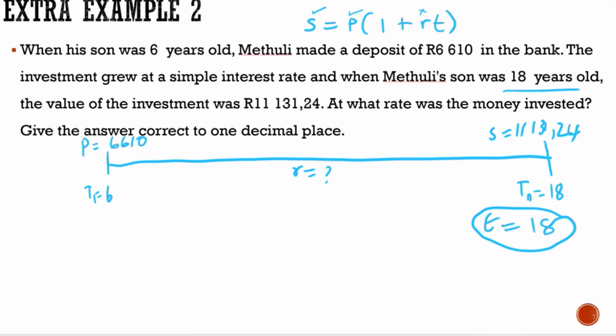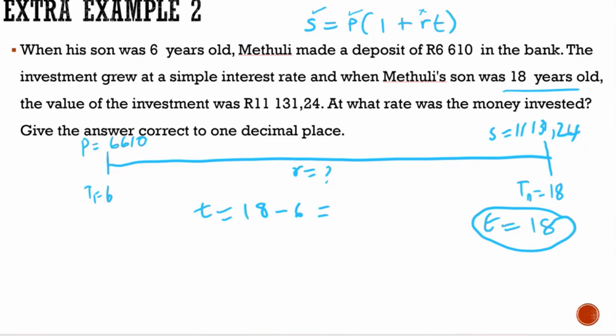You don't calculate the number of years of Metuli's son, but you want to know how long the investment grew. How long did you put your money in the bank? So the time that the money grew is 18 minus 6. You don't care about the age of the son, but the son's age gives you a referencing point. So then you can calculate the time of your investment.